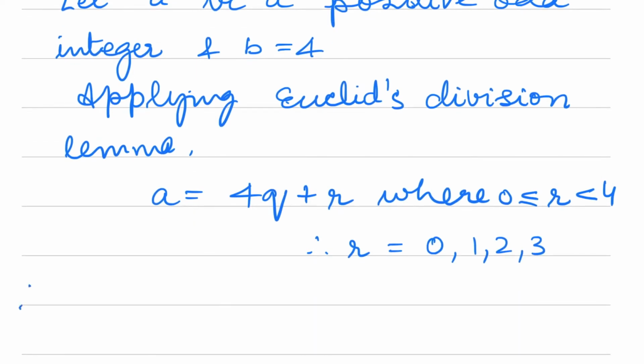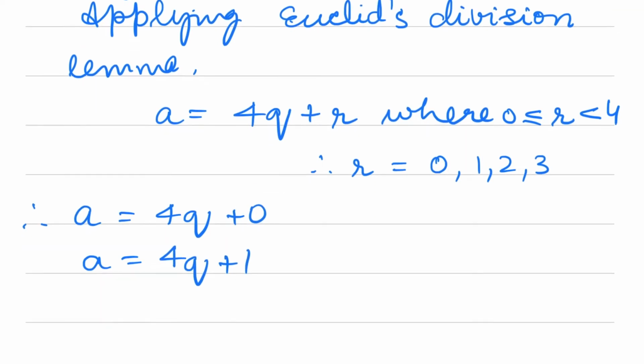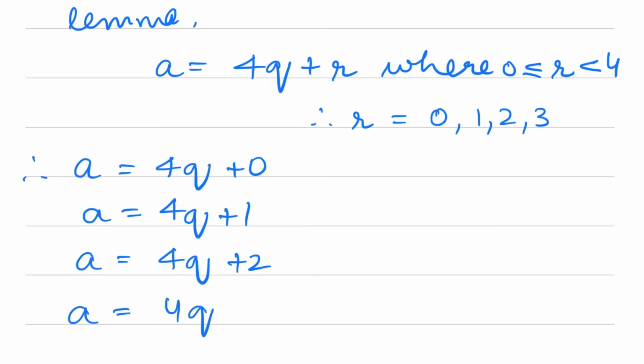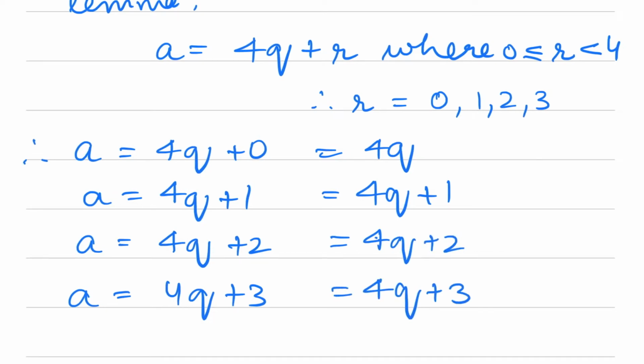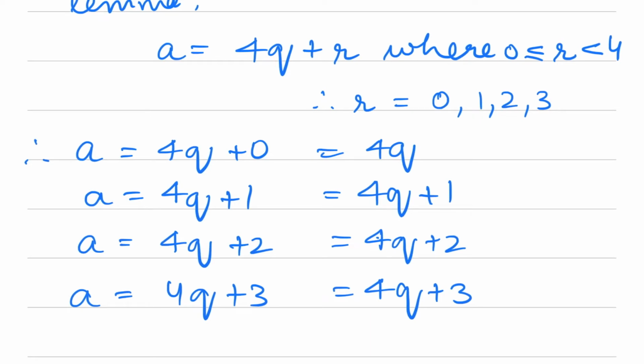Now a is equal to either 4q plus 0, or 4q plus 1, or 4q plus 2, or 4q plus 3. So here this becomes 4q, this is 4q plus 1, this is 4q plus 2 and this is 4q plus 3. As 4 multiplied by an integer will give an even number, this is an even number and this is also an even number.